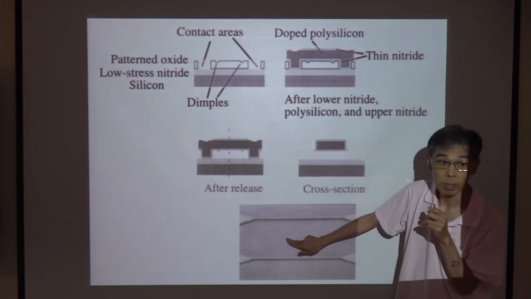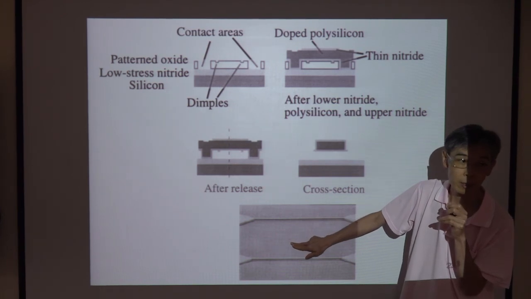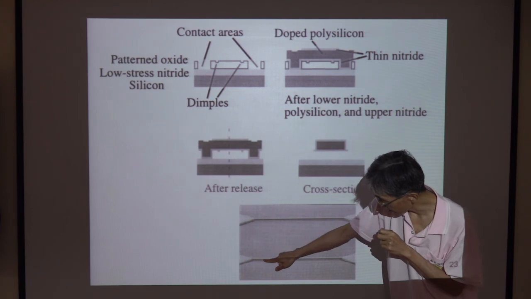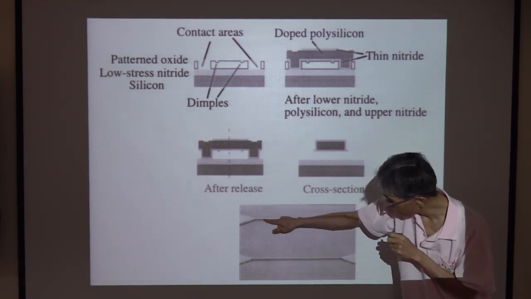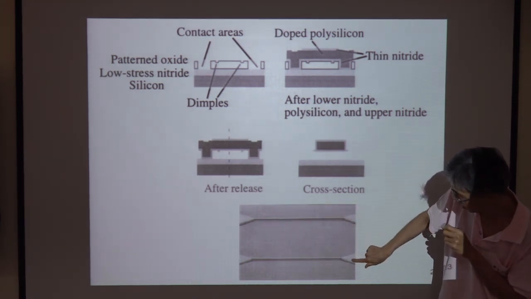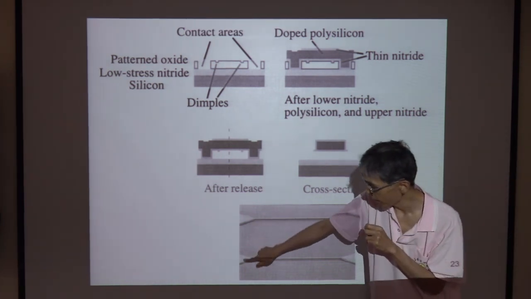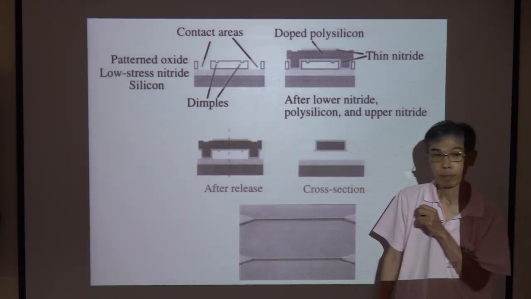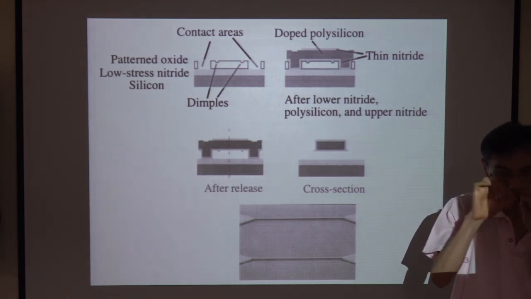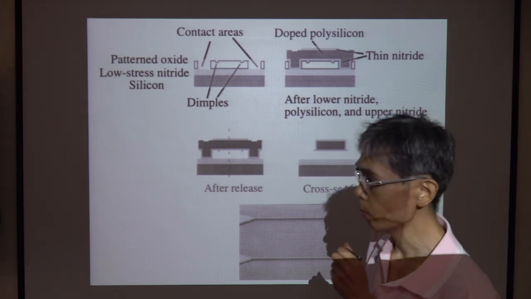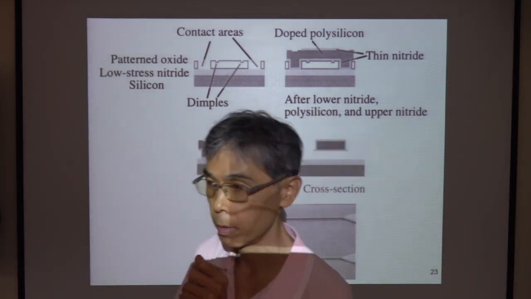So this is the SEM photo. This is the filament. We have the anchor. We have the pad here. So the filament is very thin, okay, to have low resistivity.